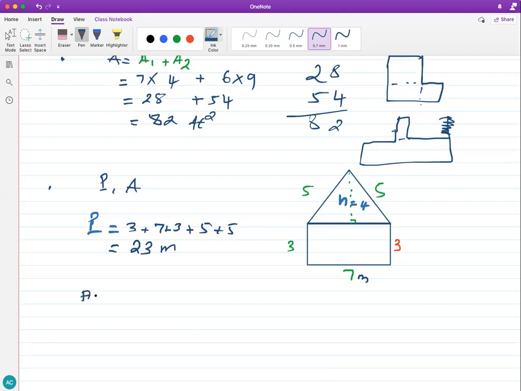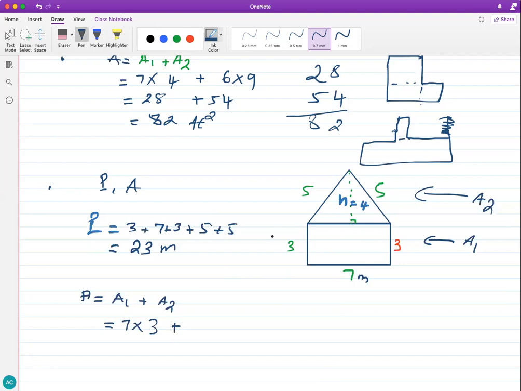Okay, so now let's find the area. What do you do to find the area? So we have two shapes. First, find area 1, then find area 2 of this. We're going to find the area of each and then add them up to find the area of the whole composite shape. What is A1? How do you find A1? A1 is 7 times 3. That's right. A1 is a rectangle, 7 times 3. That is 21.